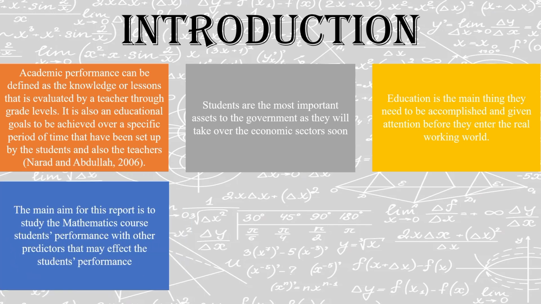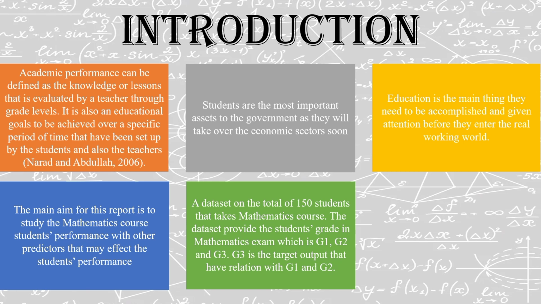The main aim of this report is to study mathematics student performance with other predictors that may affect it. In this report, a dataset of 150 students who take the mathematics course is provided. The dataset provides the student grades in the mathematics exam, which are G1, G2, and G3. G1 is the grade for the first period exam, and G2 is the grade for the second period exam, whereas G3 is the target output that has a relation with G1 and G2.